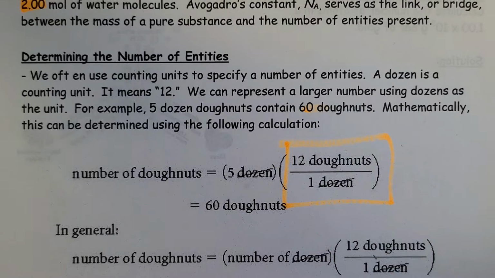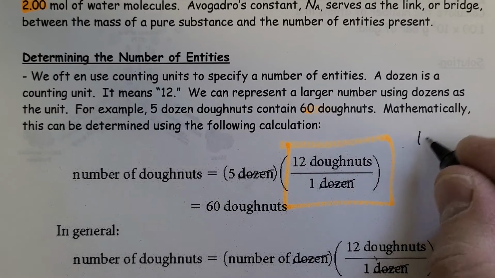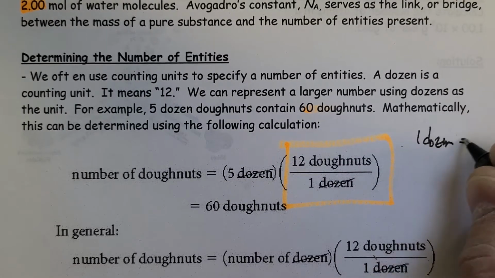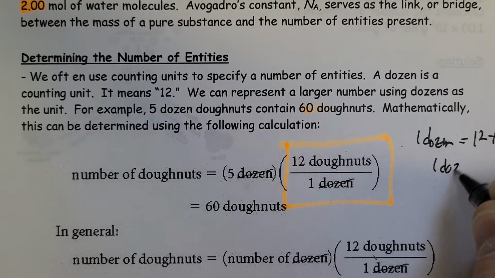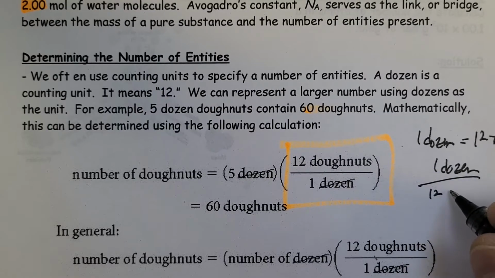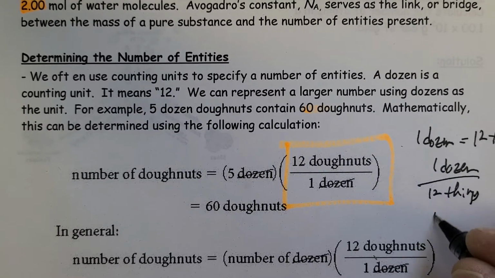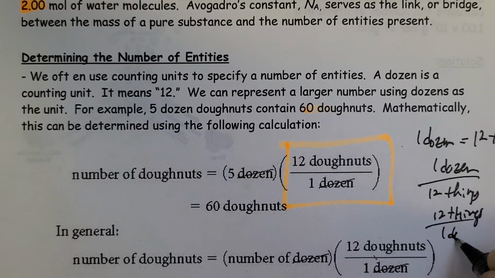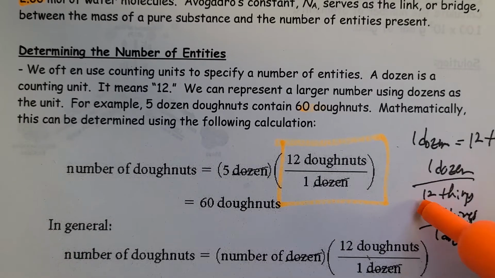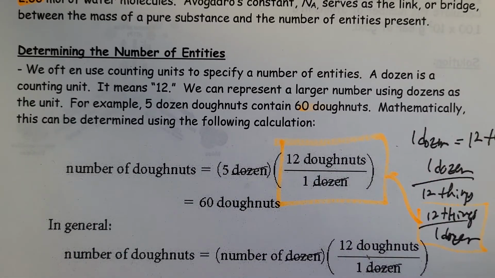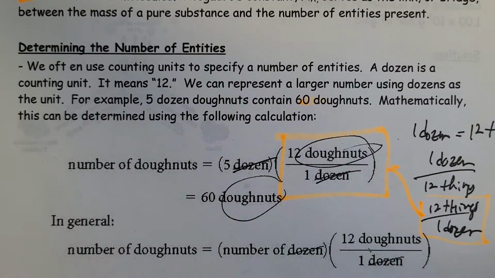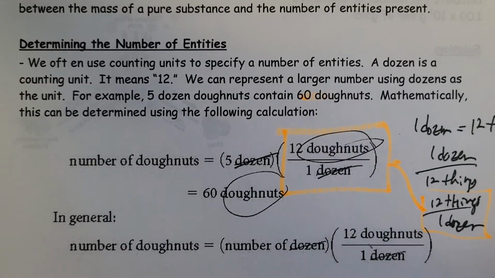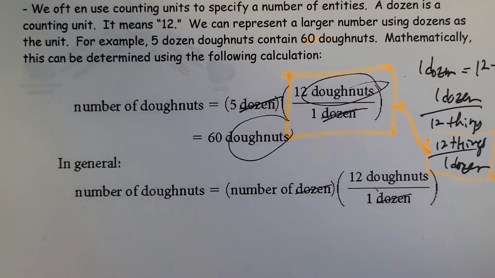So we know that we have 1 dozen equals 12 things. Or we could arrange that as 1 dozen over 12 things, or 12 things is 1 dozen. And of course, this version helps us here because dozens and dozens cancel and we're left with units of donuts. So in general, how many dozens we have, we multiply that by 12.